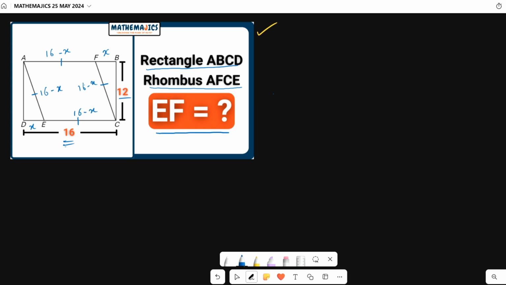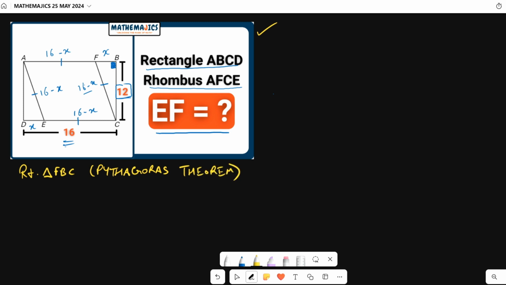Now we know that FB is x, FC is 16 minus x, and BC is 12. That is given to us. Now we know that in a rectangle, all the angles are of 90 degrees. That means this angle B is of 90 degrees, correct? Now what we will do, we will go to right triangle FBC and apply Pythagoras theorem there.